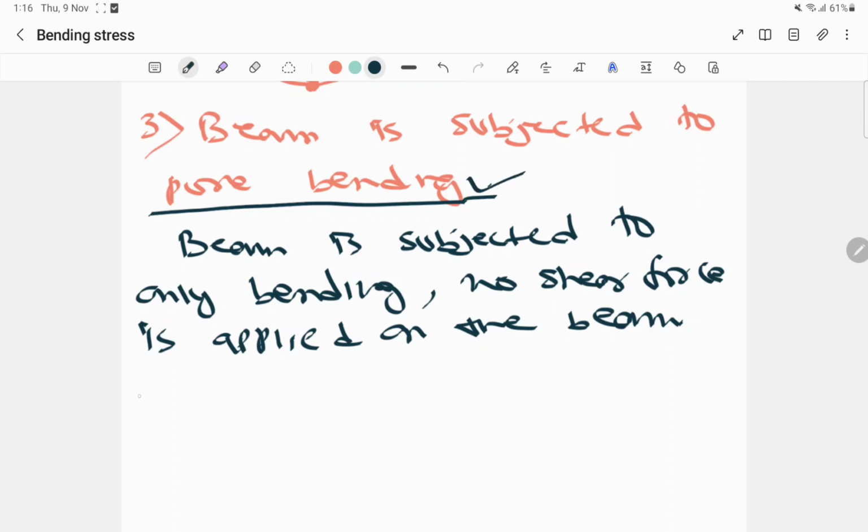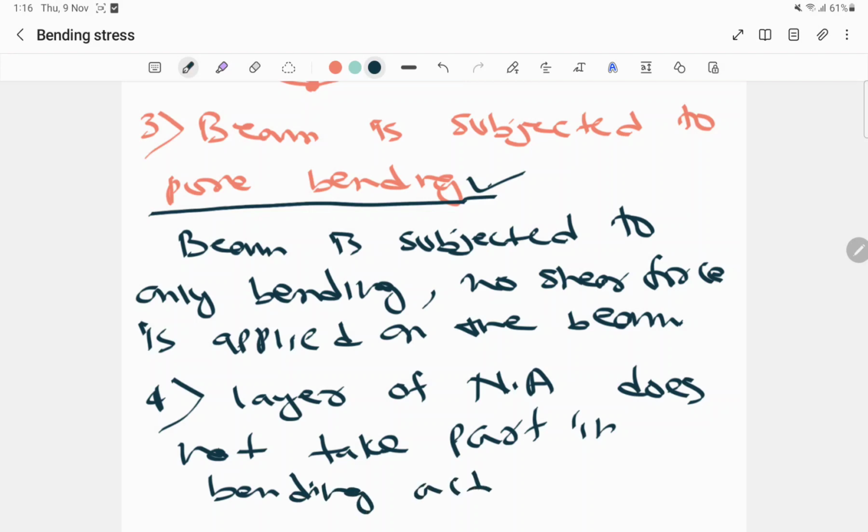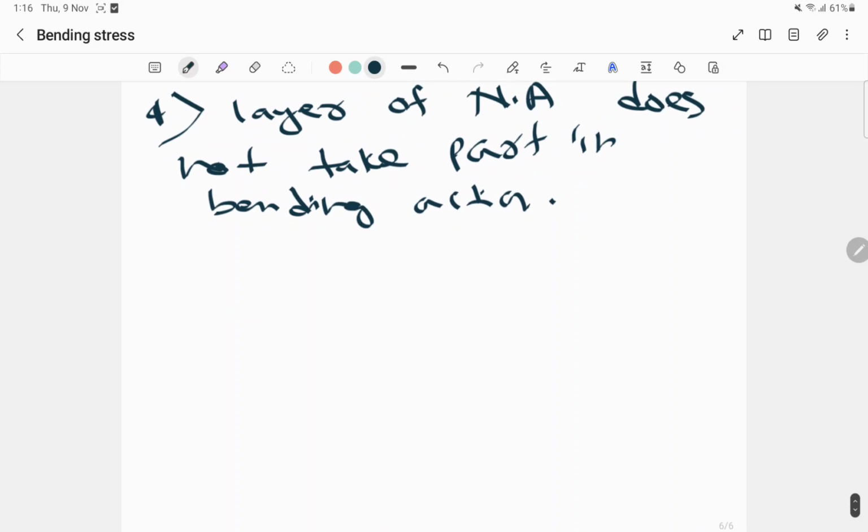Now the fourth point is the layer of the neutral axis. The layers of the neutral axis do not take part in bending action. Here this means, see, this is the beam and we know that this is the neutral axis of the beam.